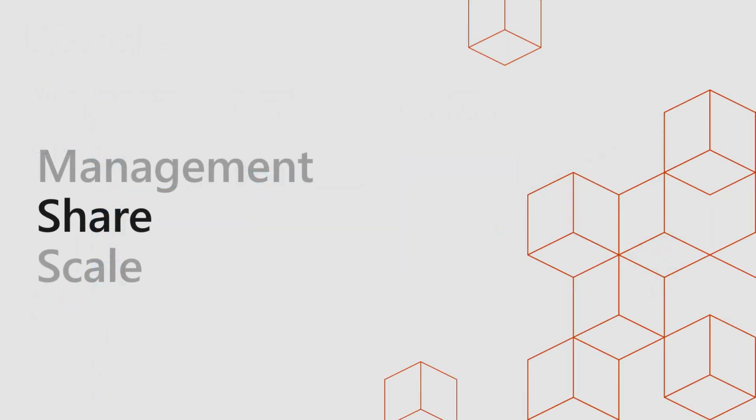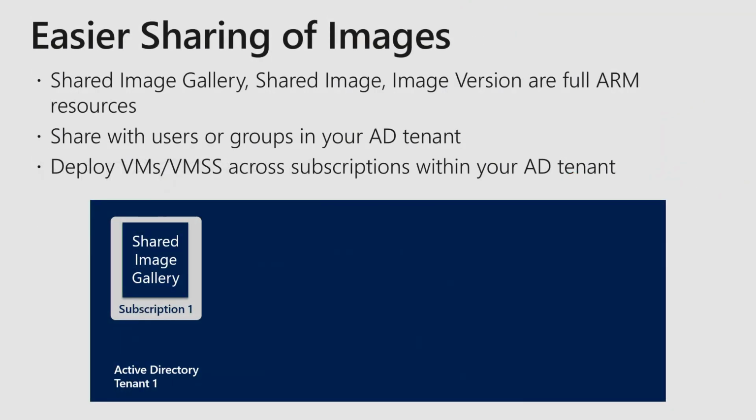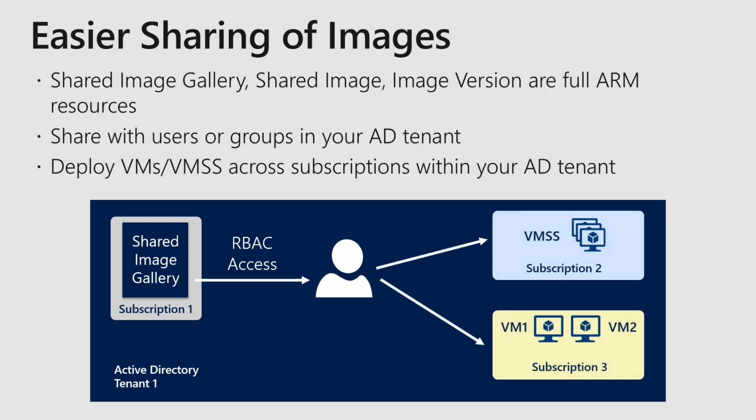So let's talk a little bit about how we share these shared images. Because these are full ARM resources, and ARM has RBAC integrated into it natively, you can share the shared image gallery with a user through RBAC. So there's nothing new to learn there. Once the image is shared, the user can deploy a VM scale set or a VM in any subscription they have access to.